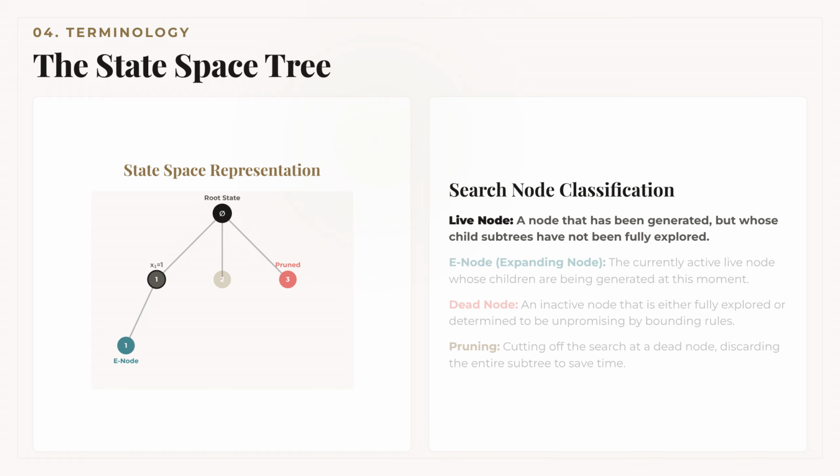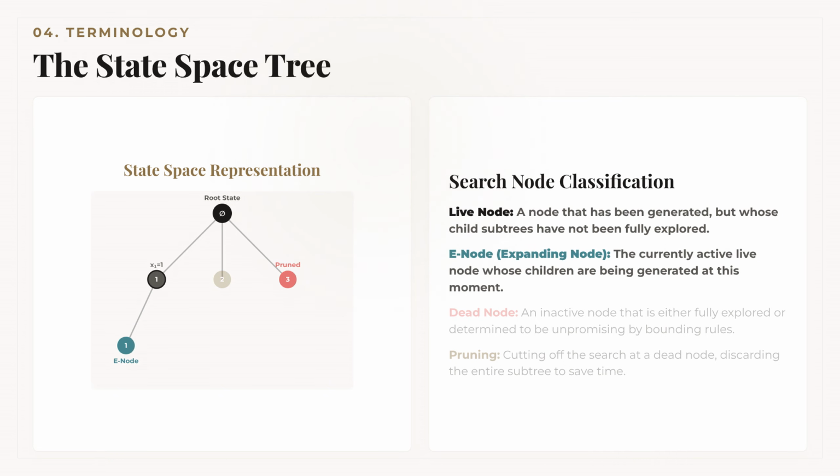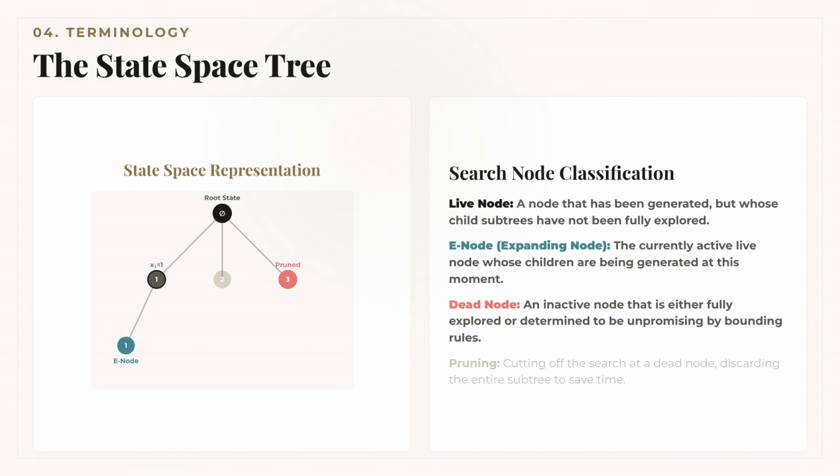Some nodes are called live nodes. These are nodes that have been generated but not yet explored completely. The node currently being expanded is called the E node, or expanding node. Some nodes become dead nodes. A node is dead if all its children have already been explored, or if it is impossible for that node to lead to a valid solution. Dead nodes are pruned immediately. This pruning is the key strength of backtracking.